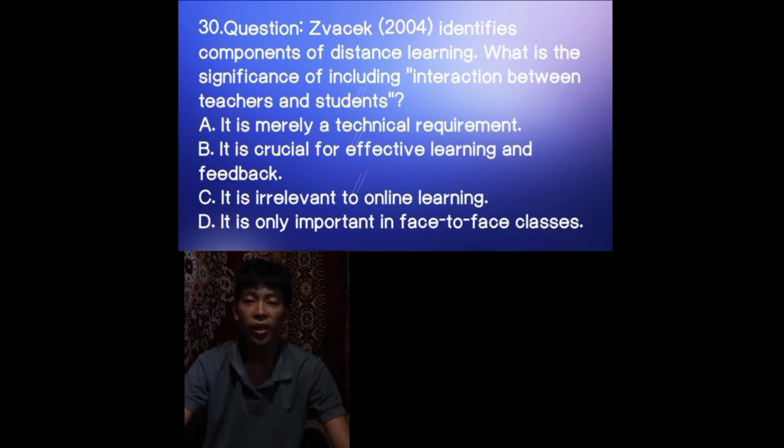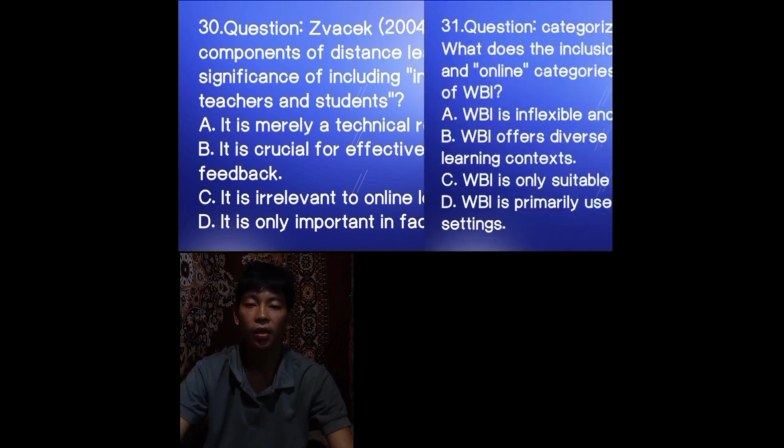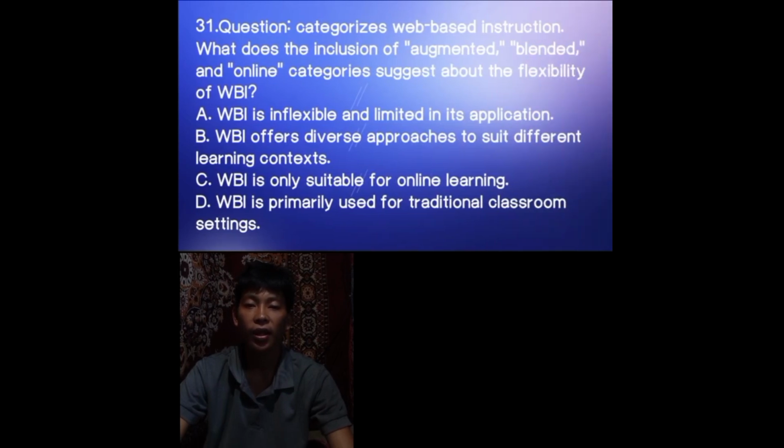Letter D. It is only important in face-to-face classes. Number 31 question. Categorize web page instruction. What does the inclusion of augmented, blended, and online categories suggest about the flexibility of WPI?